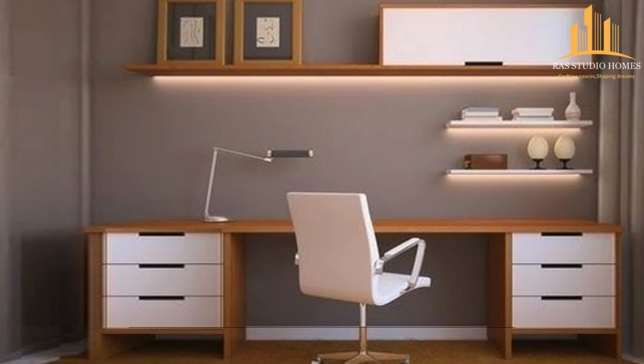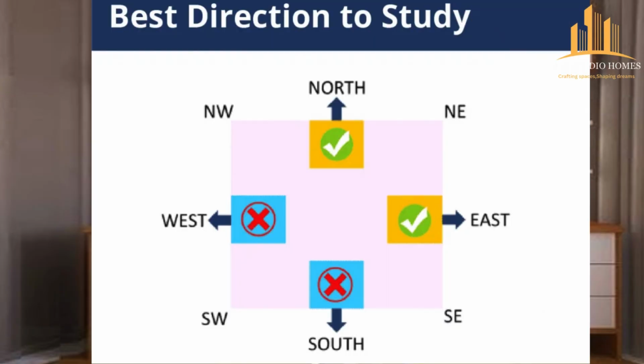Now I'm going to explain one by one the mistakes made while designing the study table. The first one is direction. In which direction are you going to study? The preferred directions for studying are north and east, but northeast is also a good direction. So if your study table points to north, northeast or east, it will be a good direction for study.